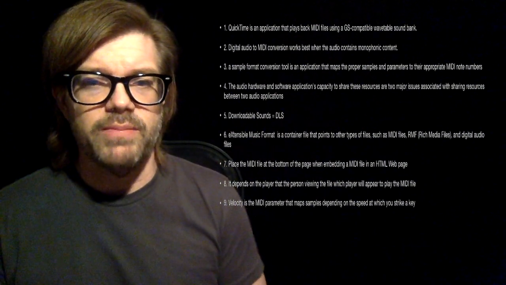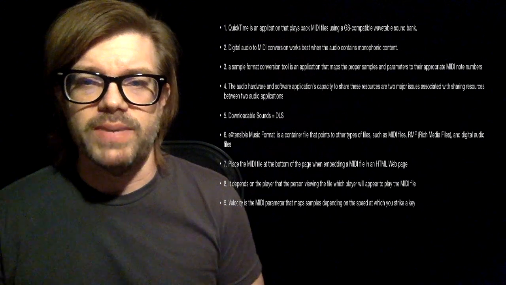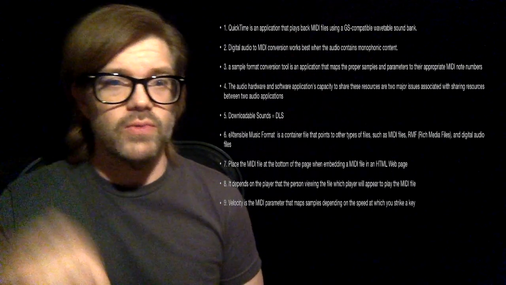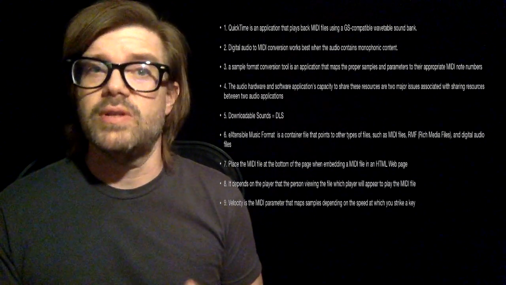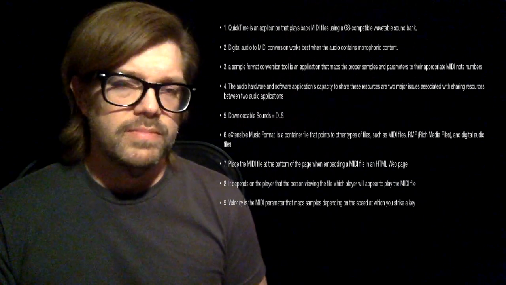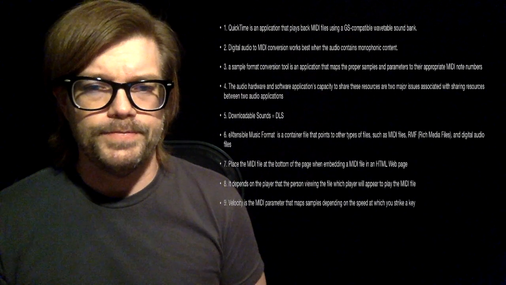Velocity is the MIDI parameter that maps samples depending on the speed at which you strike the key. The harder you hit it, the faster the velocity, usually the louder the note, but it could be other things.